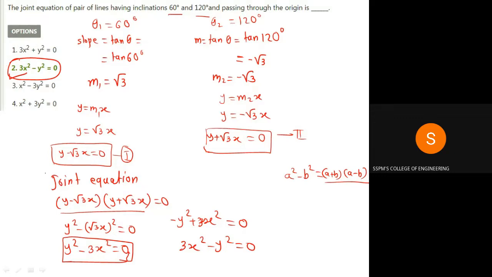So the steps to solve a joint equation are similar. That is, you have to first find the equation of each line and then you have to multiply them. But for that, you first have to find the equation of each line. Okay, this is how we found out the equation of each line. So theta was given, so m1 is equal to tan theta, and we will use this property to find the equation of the line. Okay? Now next example.